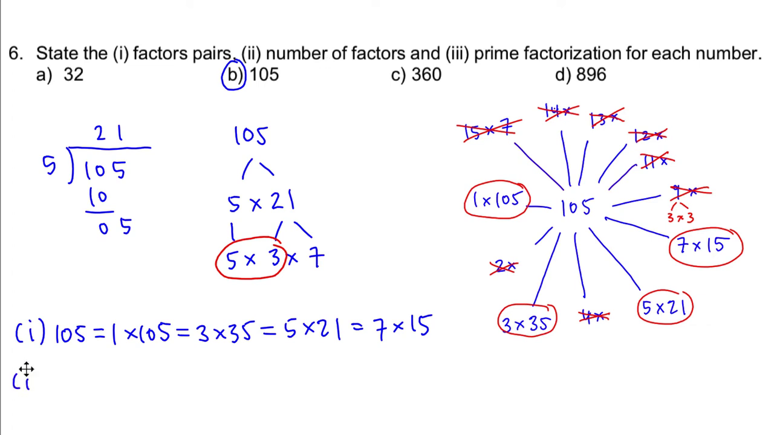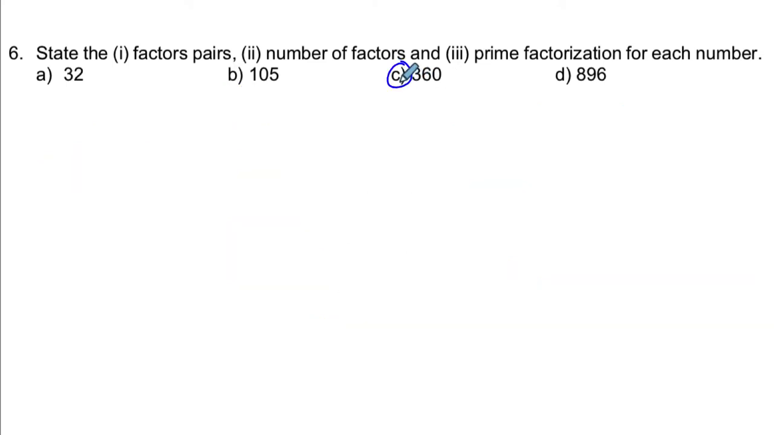Then the number of factors that we have, don't count any duplicate factors, but we don't have any repeated here. So 1, 2, 3, 4, 5, 6, 7, 8 factors. We have 8 factors for 105, and then the prime factorization, we know that 105 is equal to a product of 1, 2, 3 prime numbers, and I like to put my factors in increasing order where possible. Okay, let's repeat that for the next question, for the next number, 360.